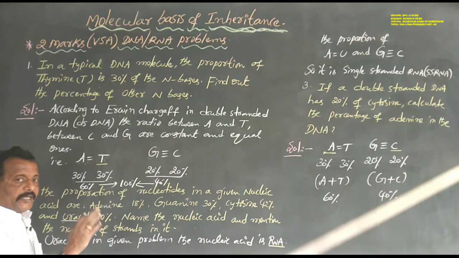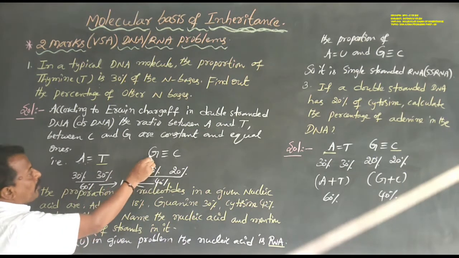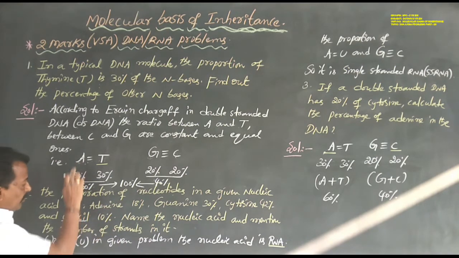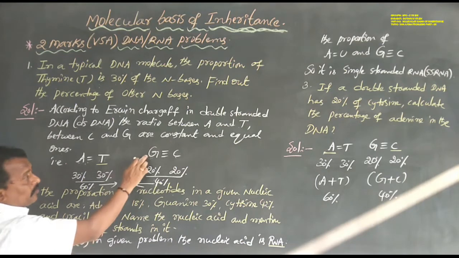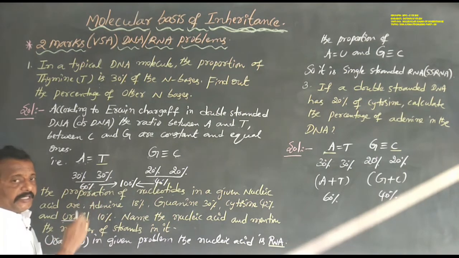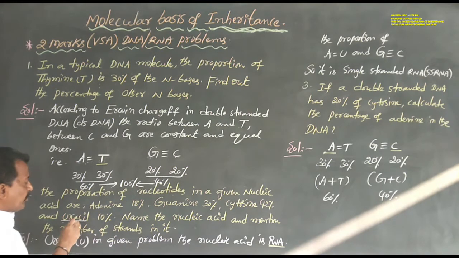DNA contains four nitrogen bases, namely adenine, guanine, thymine and cytosine. RNA contains four nitrogen bases, namely adenine, uracil, guanine and cytosine. That means thymine is replaced by uracil. Thymine is present in DNA, uracil is present in RNA. In RNA, thymine is replaced by uracil.